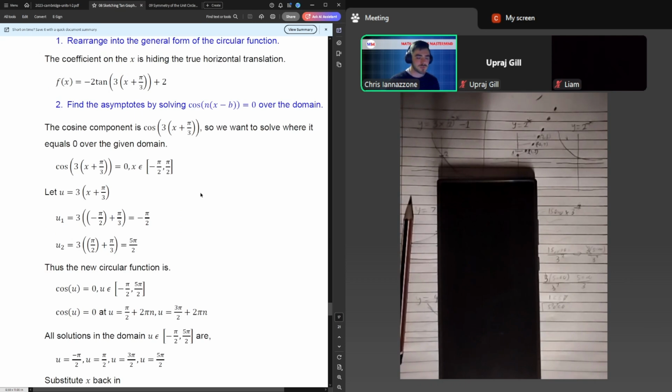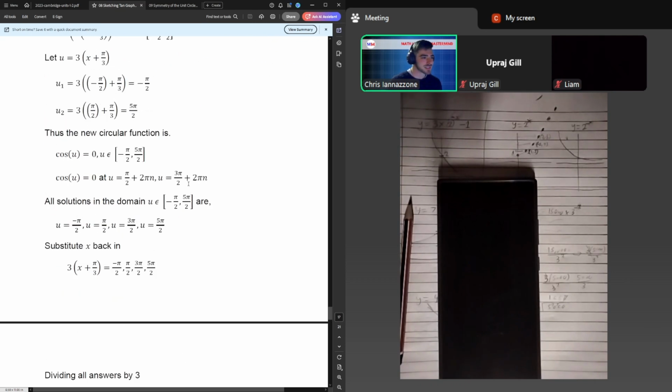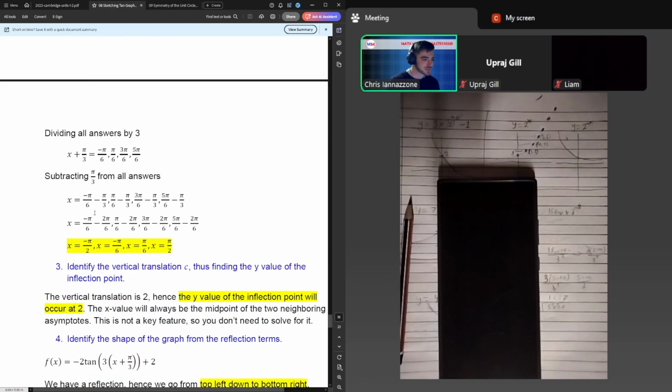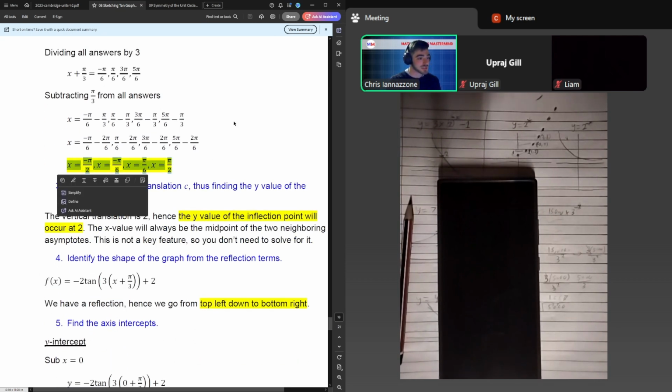So if you're following at least vaguely what's going on there, which is replace tan with cos, solve cos equals 0, as long as you get those steps, then you'll be fine for a lot of the questions. But that gets us our asymptotes.